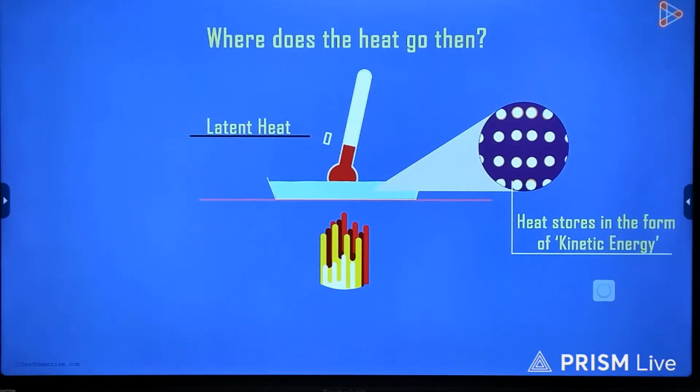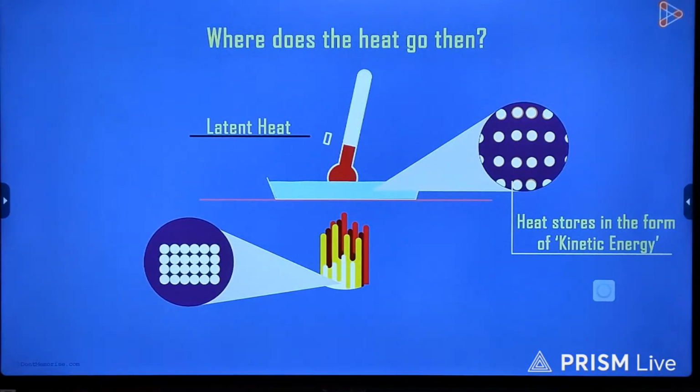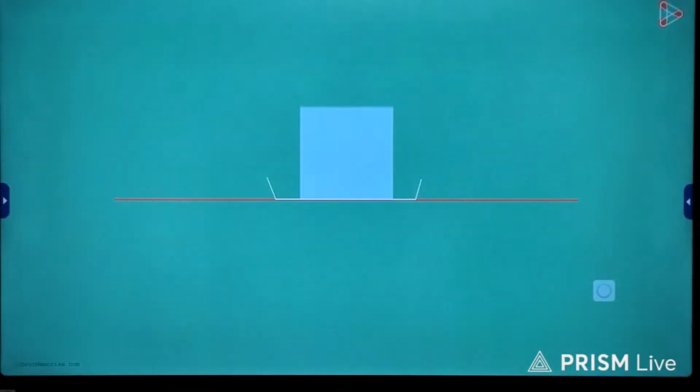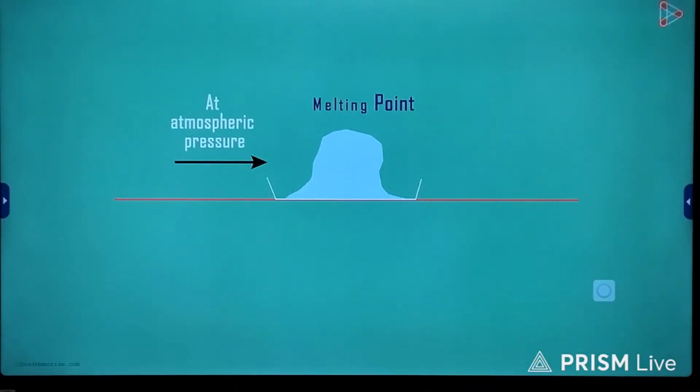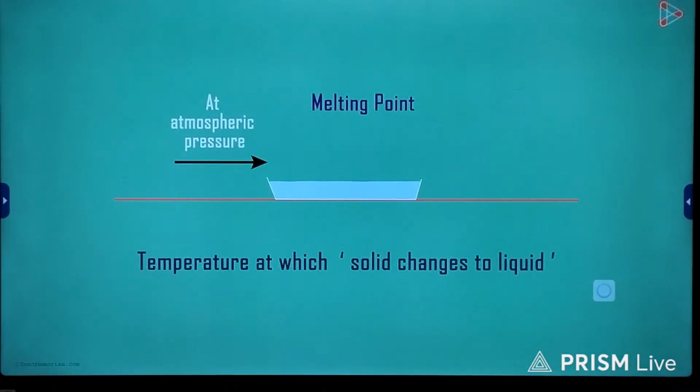What does this heat do? Well, as we saw, this heat helps the particles to overcome the forces of attraction that bind them to each other. The temperature at which the solid changes to liquid at atmospheric pressure is called the melting point. It's easy. Temperature at which solid changes to liquid at atmospheric pressure.